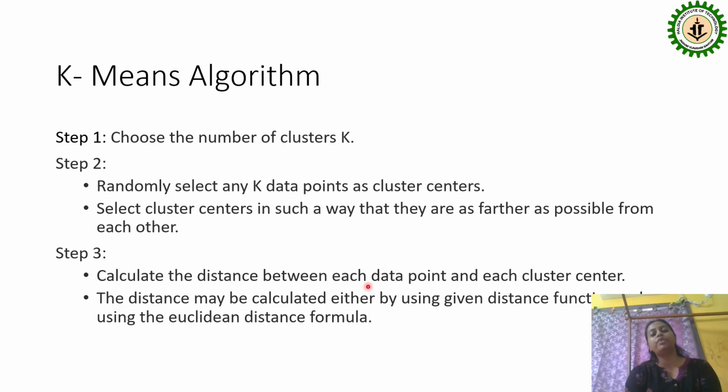Now what is step 3? Calculate the distance between each data point and each cluster center. The distance may be calculated either by given distance functions or the Euclidean distance formula. If no distance formula is given, you can choose any distance formula. It could be Euclidean, it could be Manhattan, etc.